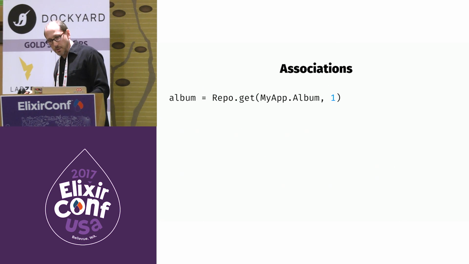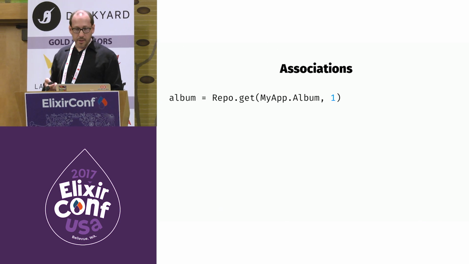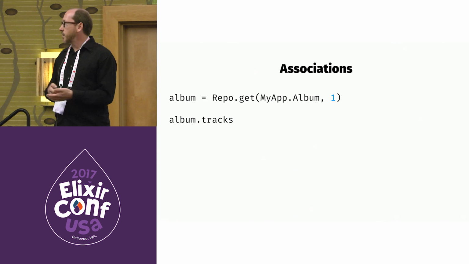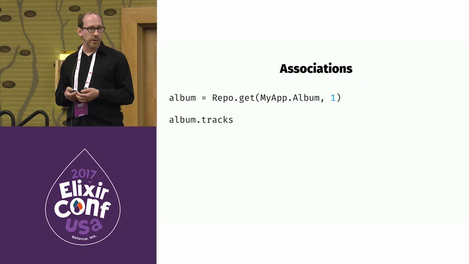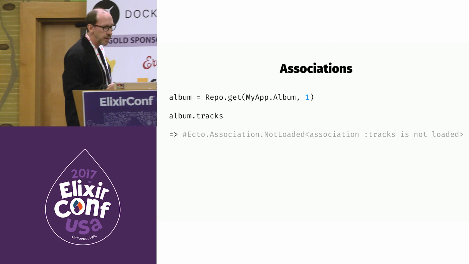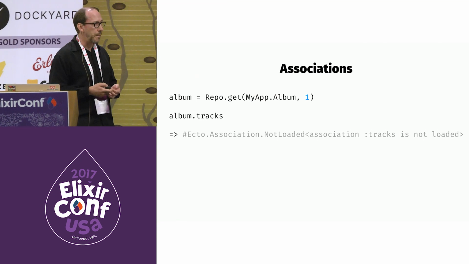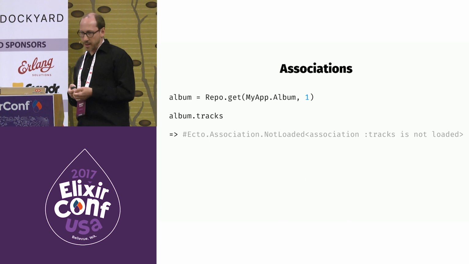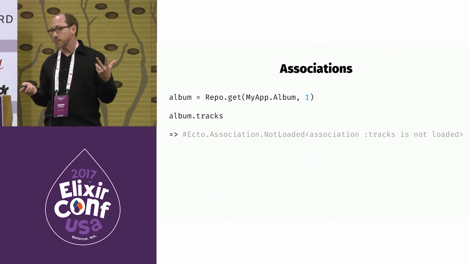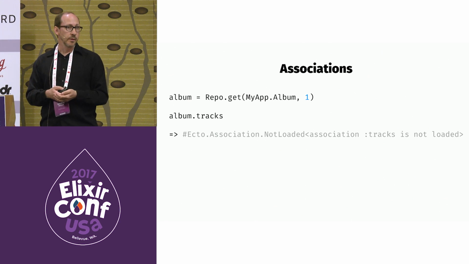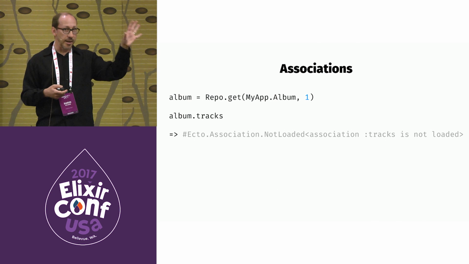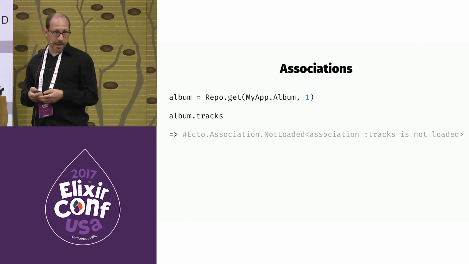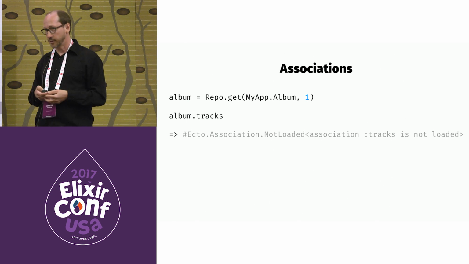Now, how you use these associations is where you kind of need to be careful. So let's say we've fetched an album, and now we want to look at the tracks. Intuitively, you would just say, oh, I know, I just do album.tracks. But what you're actually going to get is this, the dreaded Ecto.Association.NotLoaded. Now, this is a placeholder value that tells us that the associated tracks for this album haven't been loaded yet. Loading associated records from another table involves another round trip to the database. We didn't tell Ecto to do that, so it's not going to do that for us.